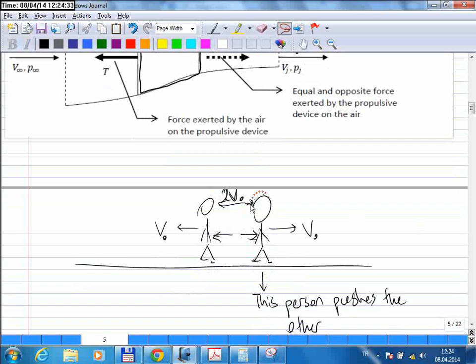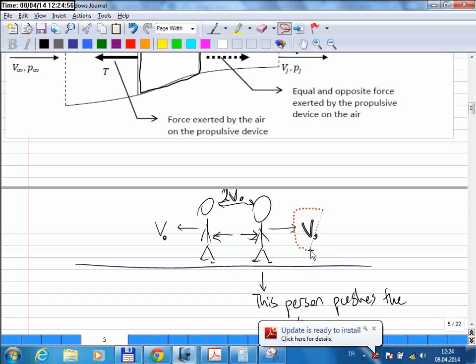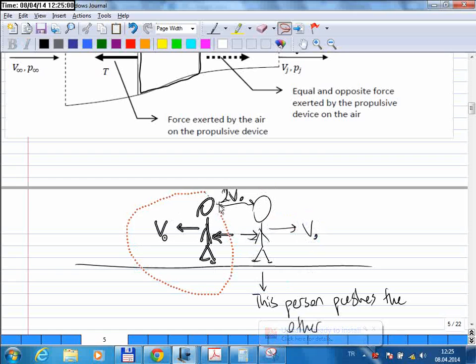And suppose that this person pushes the other person, okay? And as they push each other, since there's no friction, they will both start moving, right? This person will give himself a push, so he will start moving with a certain speed, and the other person will be moving in the opposite direction with, again, a certain speed.